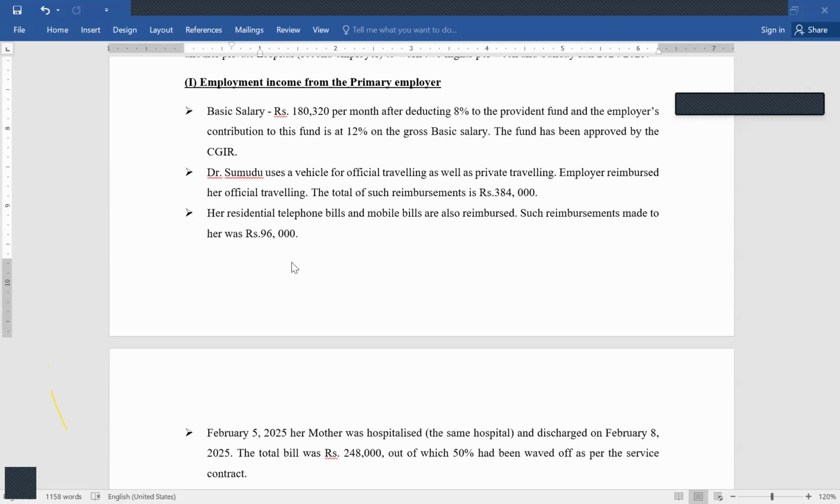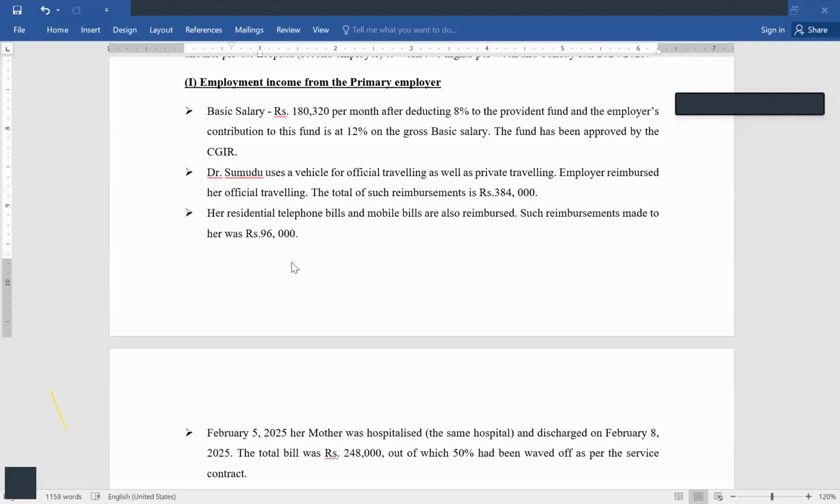In the first scenario, that vehicle is Dr. Sumudu's. In the second scenario, that vehicle is owned by the employer. Does that make sense? Does it matter to us, whose vehicle it is?